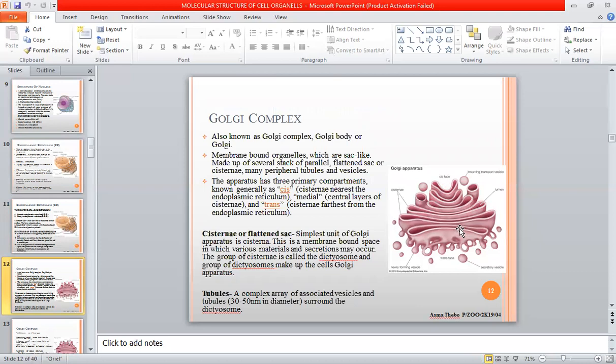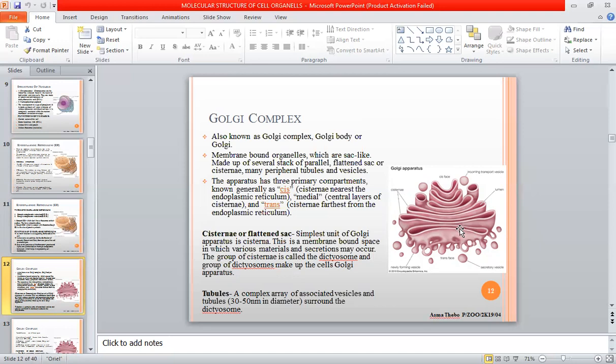Golgi complex, also known as Golgi body. These are membrane-bound organelles which are sac-like structures running parallel from nuclear membrane to nuclear membrane. They have three parts: cis, medial, and trans. Cis is nearest to the endoplasmic reticulum, whereas trans is farthest from the endoplasmic reticulum, and the center part between cis and trans is medial.